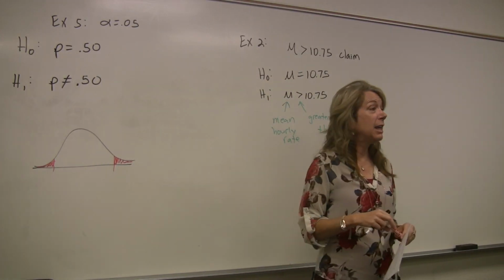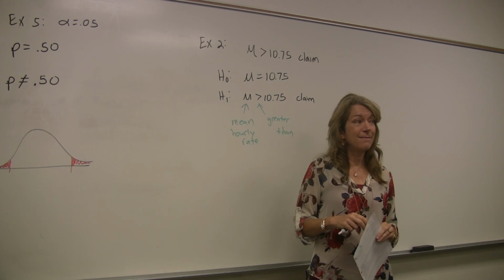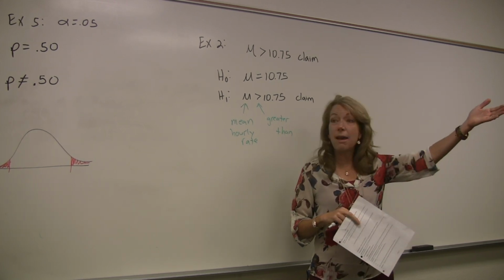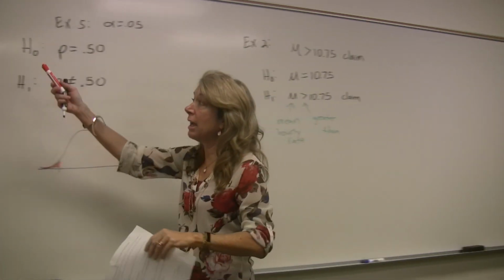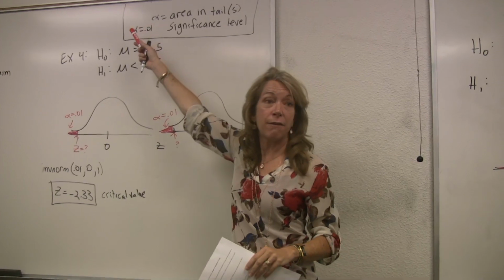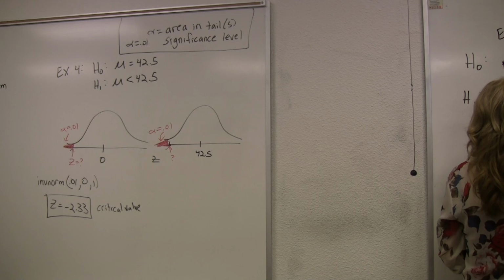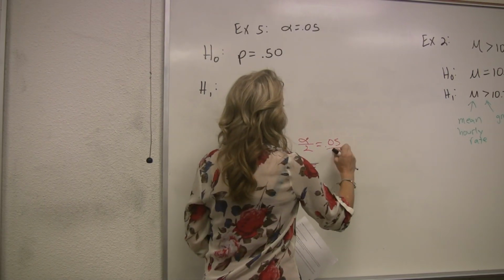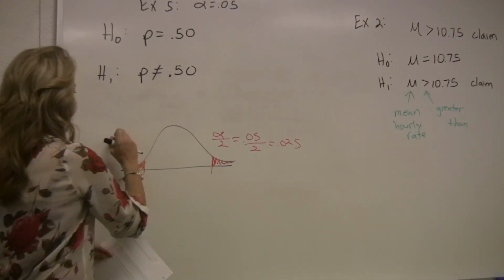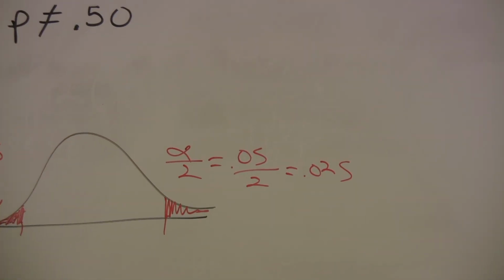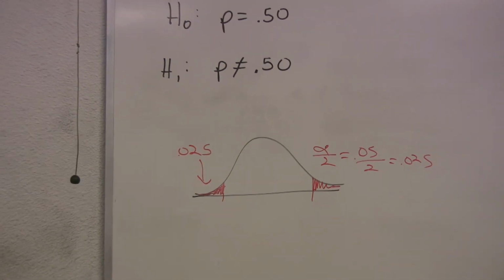Now, what's the area in each tail? Yeah, we take that 0.05 and divide it by 2, just like we did before, because the area in all the tails together is alpha. 0.05 is the total area, so each one of these tails is alpha over 2, just like we did for confidence intervals. 0.025. So that was going back to Carrie's question earlier. She said, I thought it was two tails. This is an example of where it is a two-tailed test.